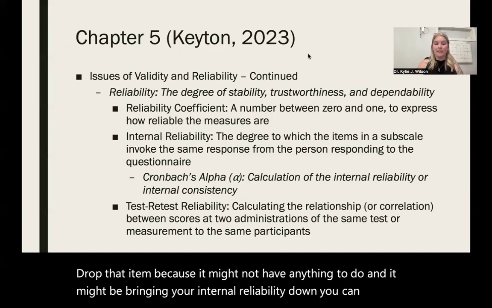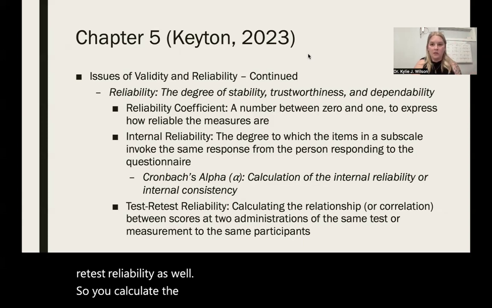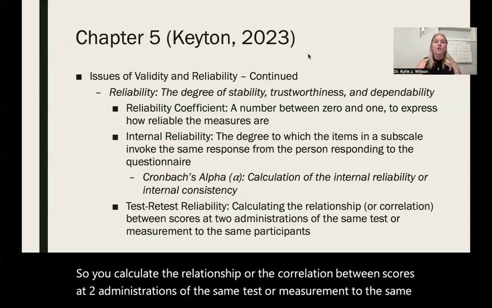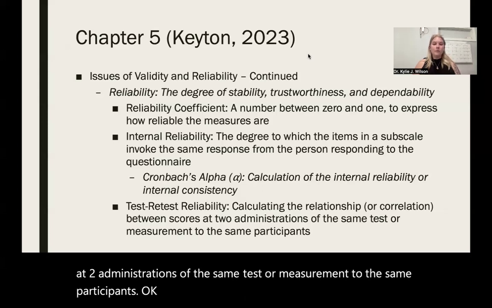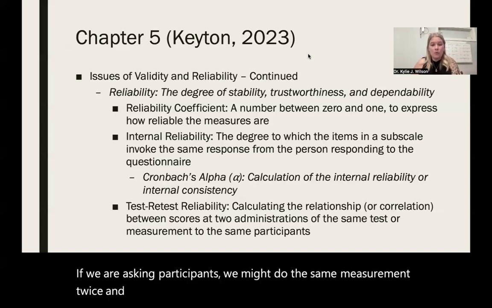You can do test-retest reliability as well. So you calculate the relationship or the correlation between scores at two administrations of the same test or measurement to the same participants. Okay. So if we are asking participants, we might do the same measurement twice. And you want to have the same or very, very similar scores.